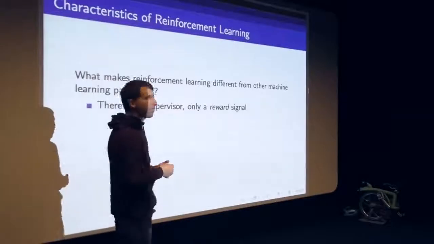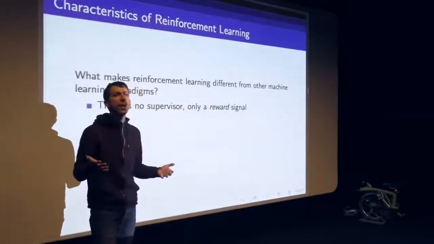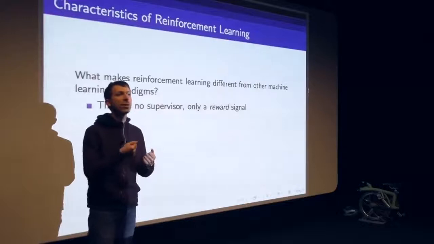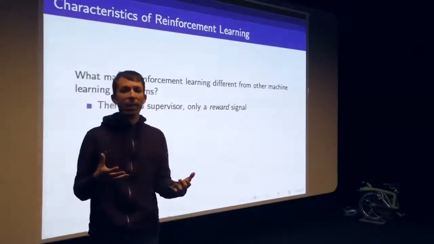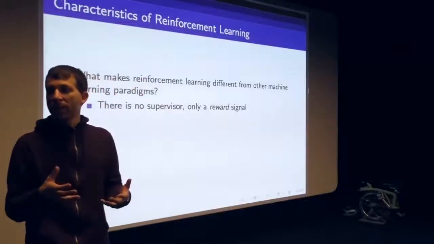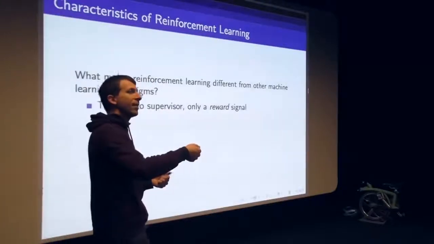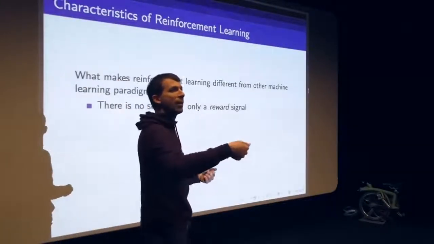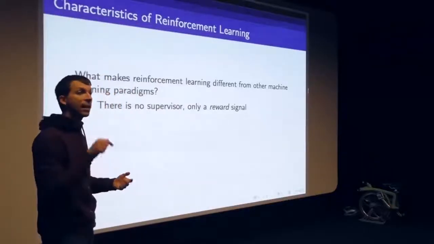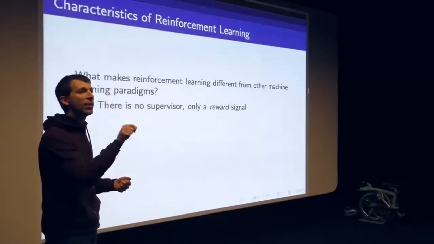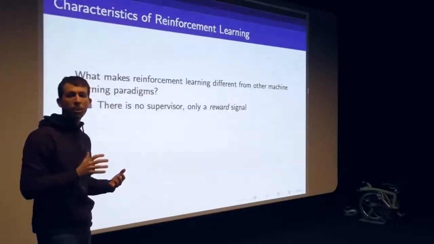The first one is maybe the most obvious, that there's no supervisor. When we do reinforcement learning, no one tells us the right action to take. Instead, it's a trial and error paradigm. There's just this reward signal saying, that was good, or that was bad, or that was worth 3 points, or that was worth minus 10 points. No one actually says that was the best thing to do, that action in this situation. So there's no supervisor.